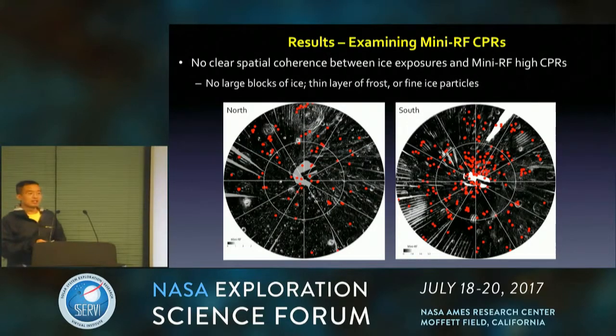And we also looked at the Mini-RF data, the CPR map. The red dots are possible ice exposures, and I stretched the Mini-RF CPR to highlight the high CPR regions. Essentially, we don't see any clear coherence between the exposures and the Mini-RF high CPRs. This may suggest that there are no large blocks of ice, or the ice is thin, or the particle size is small, so it cannot be sensed by radar data.